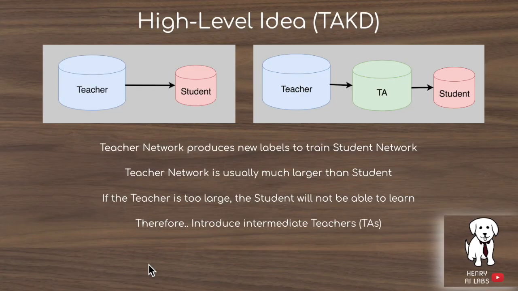The high-level idea of the teaching assistant knowledge distillation, abbreviated as TAKD, is that if the teacher's network is too high capacity and too complex, the student network won't be able to learn from the label distribution. So the idea is to introduce intermediate teaching assistants in between the teacher and the student to facilitate the transfer of the teacher network's knowledge to the student network.